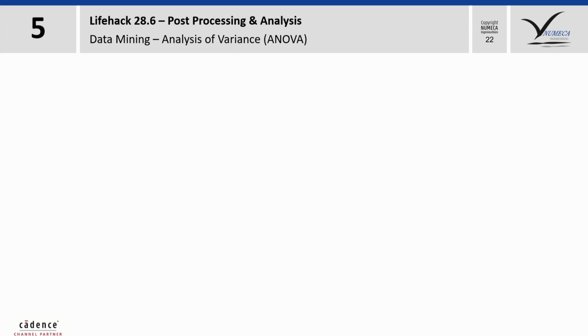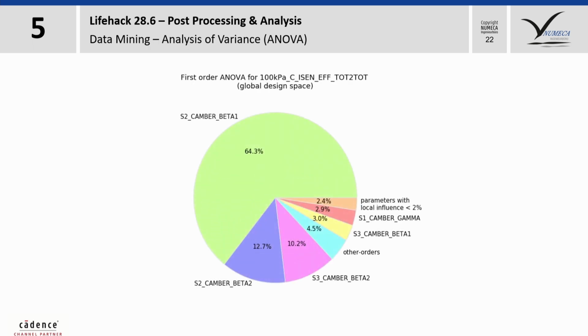Last but not least, a quite important analysis method is the analysis of variances, or ANOVA. This is a sensitivity analysis to determine the effect of varying input or model parameters on the variation of the output. Usually, these are our target or other simulation results. This allows us to see which parameters have the greatest influence on our result values.